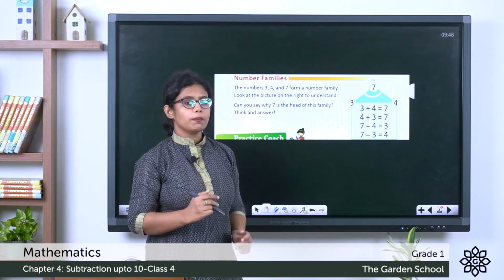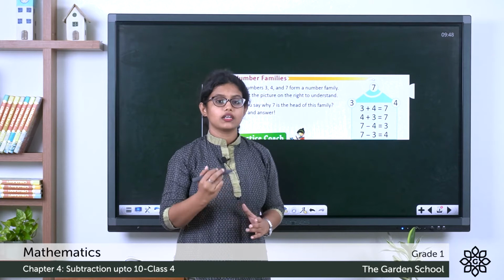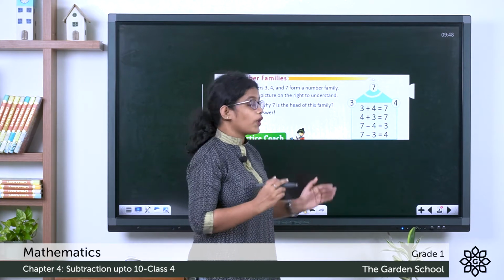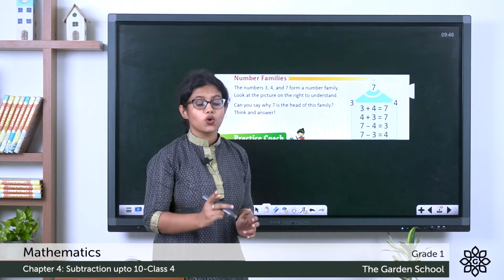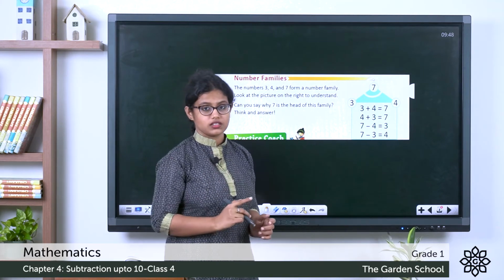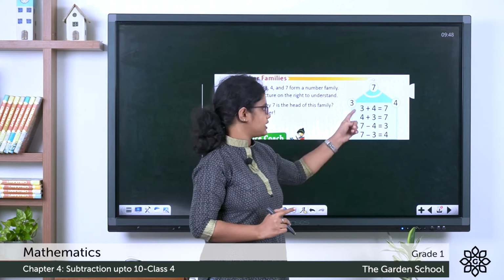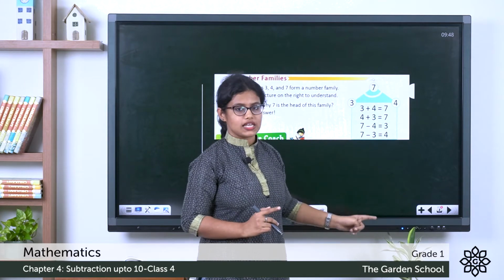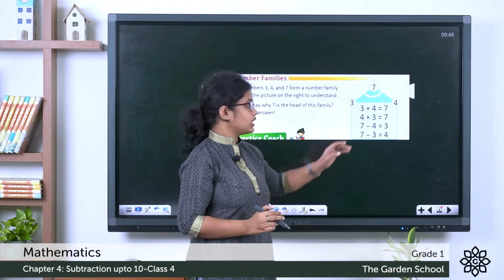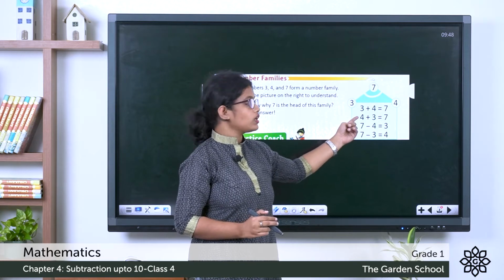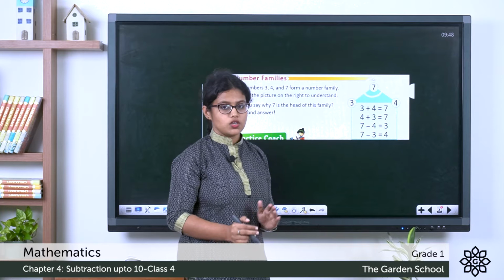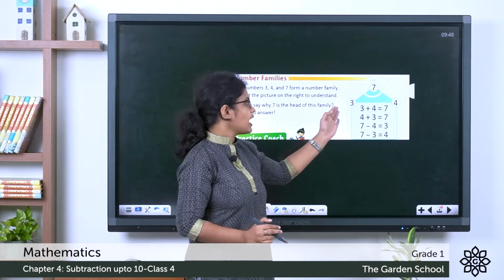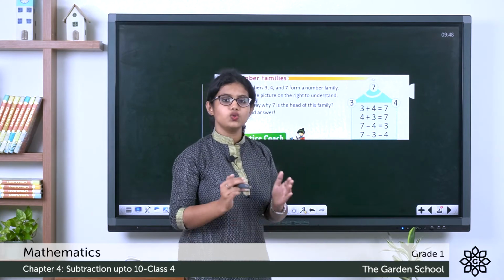I already mentioned while studying addition that when we change the order of numbers in addition, we also get the same answer. See, 3 plus 4 equals 7. And I changed the order. In the place of 3, I wrote 4. And in the place of 4, 3. So, what is 4 plus 3? 7. So, 3 plus 4 equals 7 and 4 plus 3 is equal to 7.